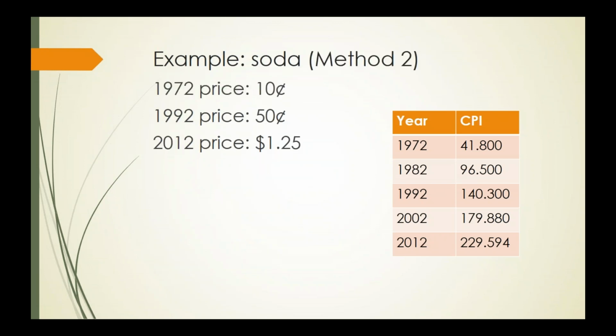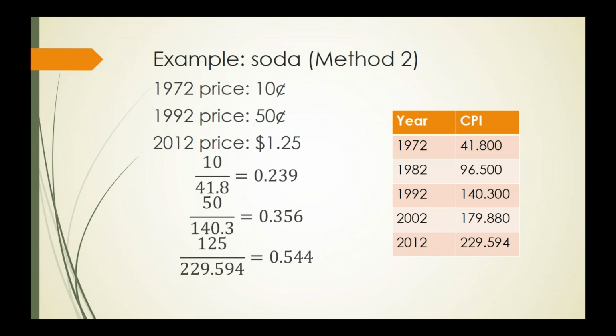So the second way of comparing these values uses simpler calculations, but it may be a bit harder to understand what's actually being calculated. For this method, you simply divide the actual price from each year by its corresponding CPI values. So we take the 10 divided by the 41.8, get 0.239, 50 divided by 140.3 and get 0.356, and the 125 divided by 229.594 to equal 0.544.